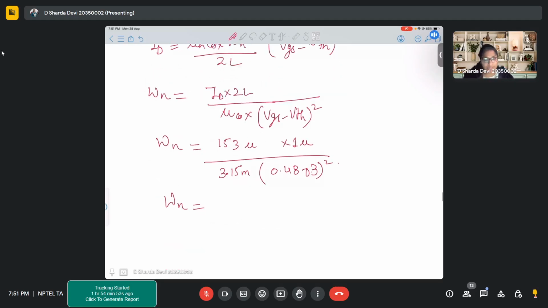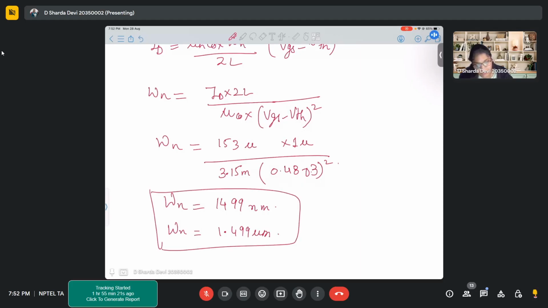Just quickly calculate what is the value of WN, and also let me know the unit. Units are very important. Nanometers. So that makes it 1.499 micrometers, right? Yes, you are correct. See, units are very important. If here you write micro instead of nano for 1499, it's completely wrong. The answer is completely wrong.